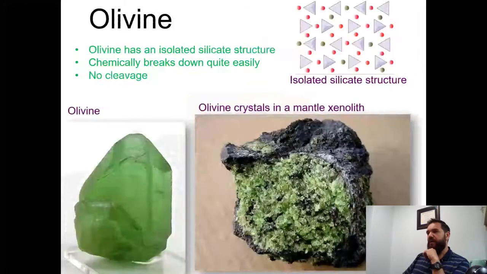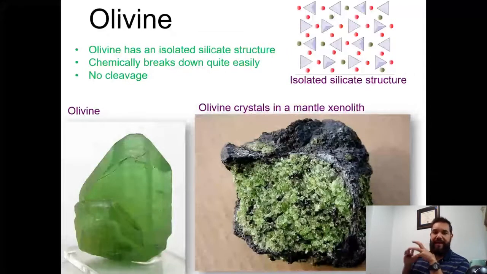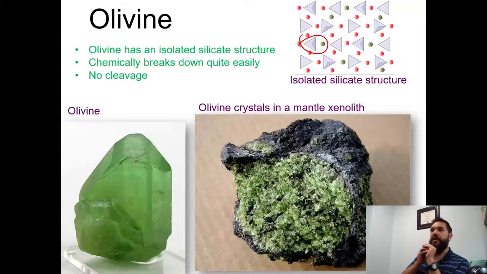This has cleavage planes that are at less than 90-degree angles. Okay. All right, olivine is the last in terms of silicate interconnectedness. See how none of the silicates touch. Okay, those are isolated silicate structures. It has no cleavage. Chemically, it breaks down like that, right?